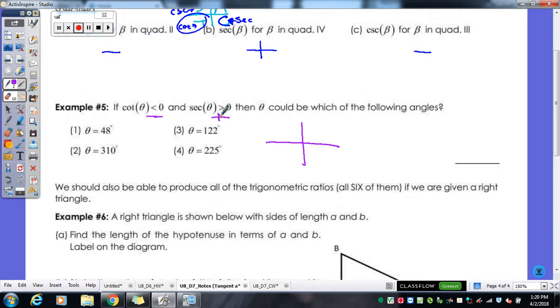So secant goes along with which one again? Cosine. Secant goes with cosine. Cosine is positive in either quadrant 1 or quadrant 4, so secant is also positive in 1 and 4. Which one has cotangent being negative? Quadrant 4. So that means we're down here. Which of our 4 choices is in quadrant 4? Yep, choice 2, 310.